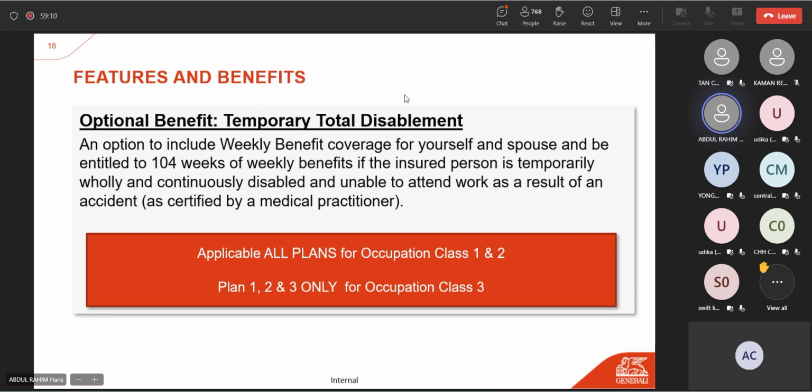Temporary total is 0. Yep. So, off is available. This optional benefit is available for those in class 1 and 2, but only for class 3 occupation and only up to plan 1, 2, and 3.